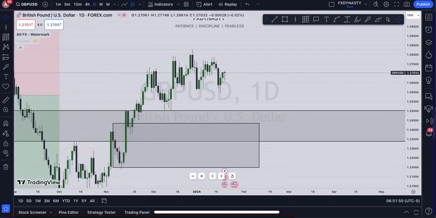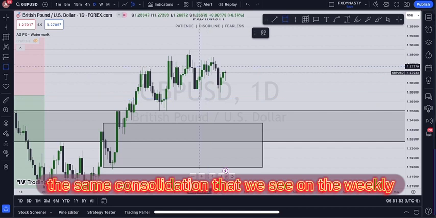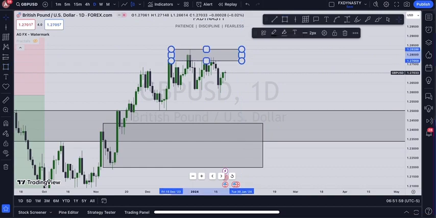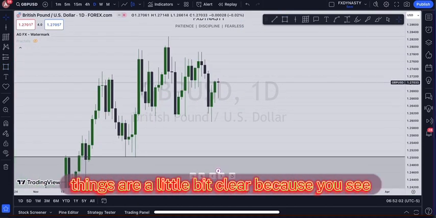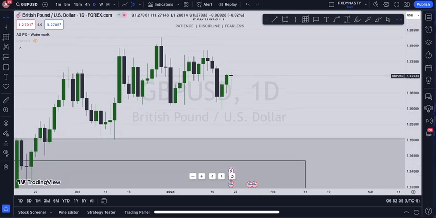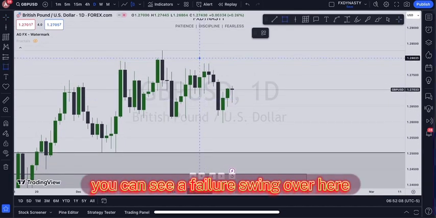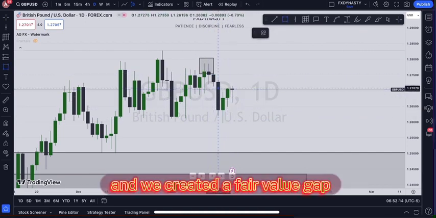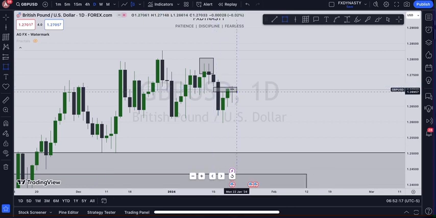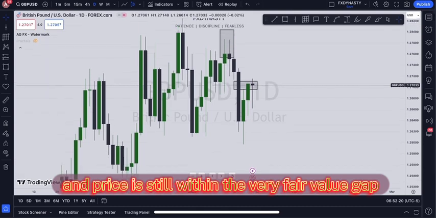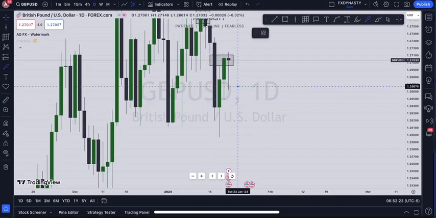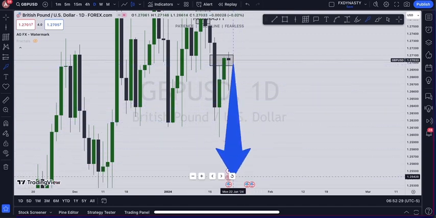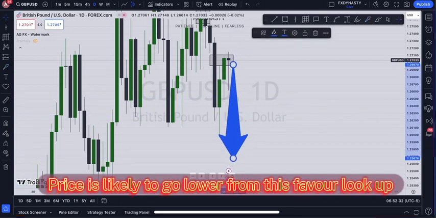So you can see the same consolidation that we see on the weekly is also visible on the daily, but on the daily things are a little bit clearer because we can see a failure swing over here, and we created a bearish fair value gap, and price is still within the bearish fair value gap. So price is likely to go lower from this fair value gap.